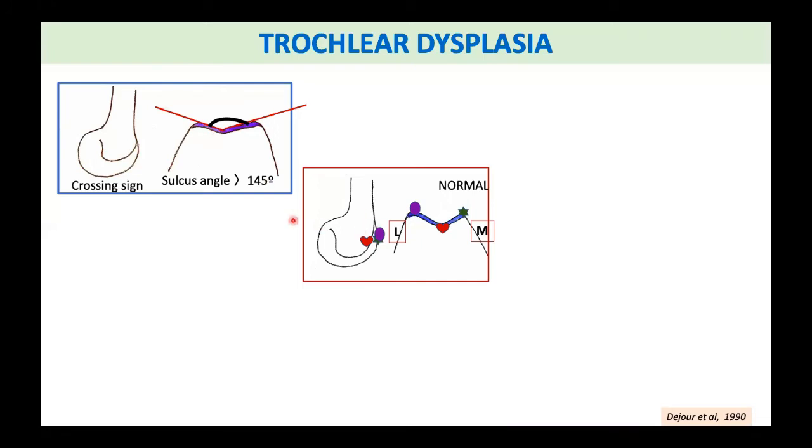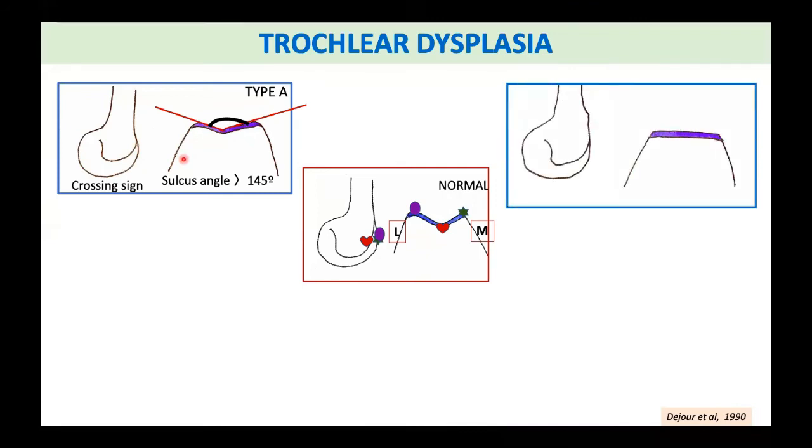If you compare with the normal picture, this is the line for the sulcus, and this is crossing through the condyle. This should have gone all the way up to here, this point, but this is crossing through the condyle. So this is not desirable. That means the sulcus is quite shallow, the trochlea is shallow. So this is type A trochlear dysplasia. This is very important to address for dislocation here.